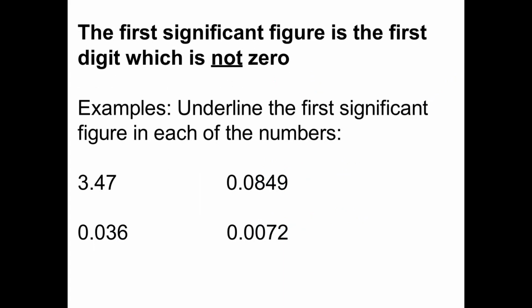So an important definition: the first significant figure is the first digit in a number which is not 0. So let's have a look at some examples. Underline the first significant figure in each of these numbers. The first number, 3.47, I need only underline the 3 because that is the first digit which is not 0. For the second number, the first digit which is not 0 is 8, so that's what I would underline. In the third number, the first digit which isn't 0 is 3. And then in the last number, the first digit which isn't 0 is 7. So those are my first significant figures underlined.